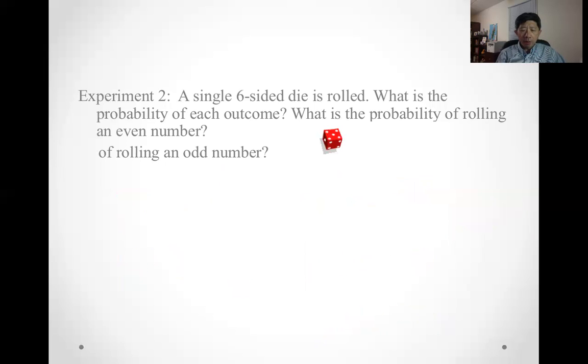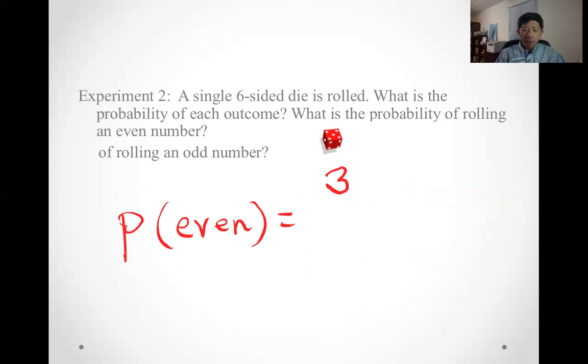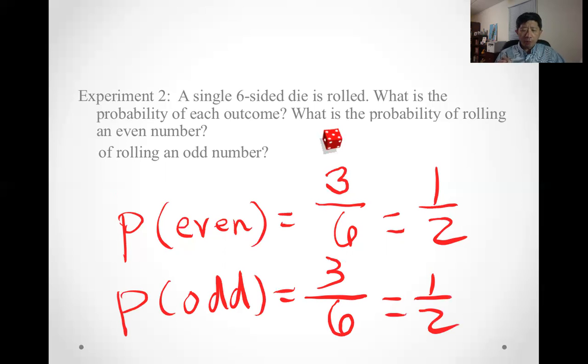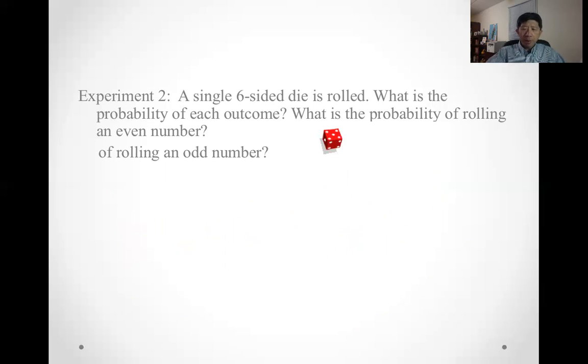Next, I'm going to answer the question: what is the probability of rolling an even number? For the event, we have 3 even numbers, right? And the total is 6, so therefore we have 1/2. Now, what is the probability of getting an odd number? Again, the event has 3 outcomes, and the total number of outcomes is 6, which is 1/2, right? Okay.